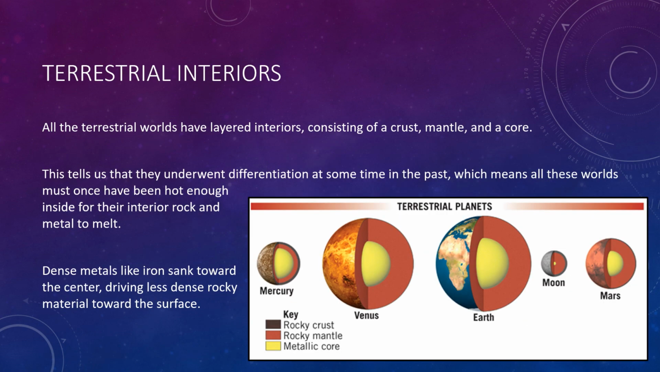So this figure shows these 3 layers for the 5 terrestrial worlds. Notice that Mercury has an unusually large core compared to the rest of its body. And the Moon has an unusually small core compared to the rest of its body. The reasons for both of these will be discussed soon.